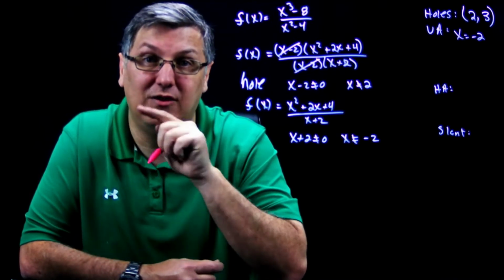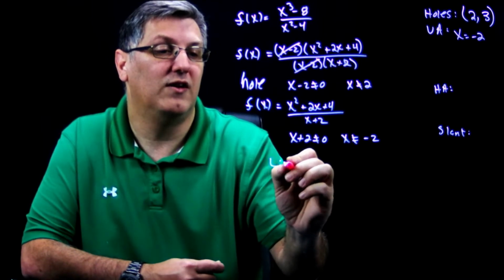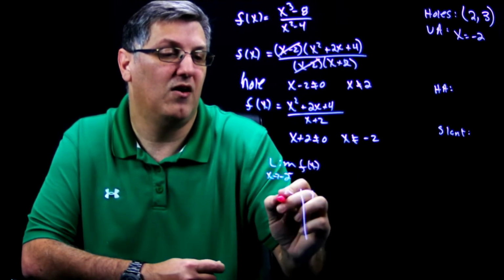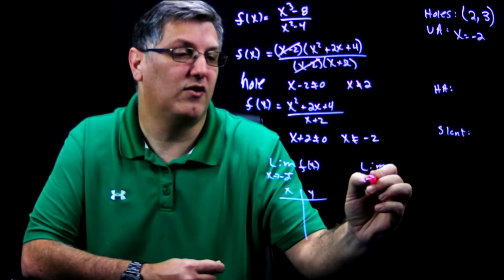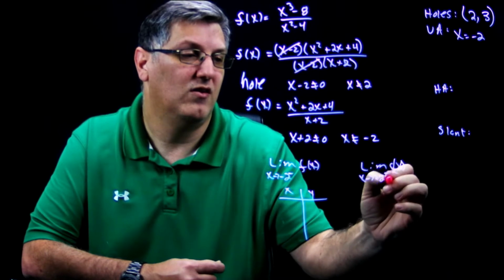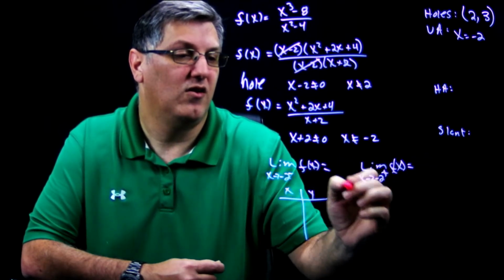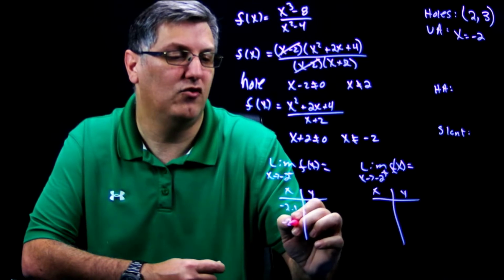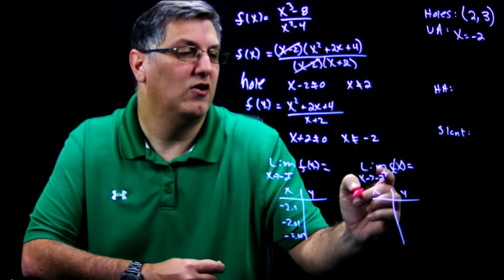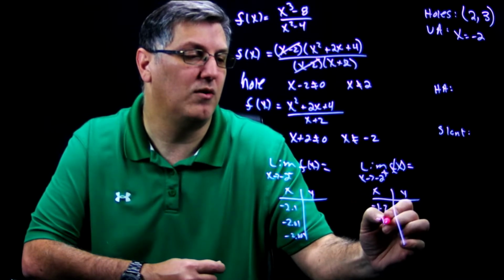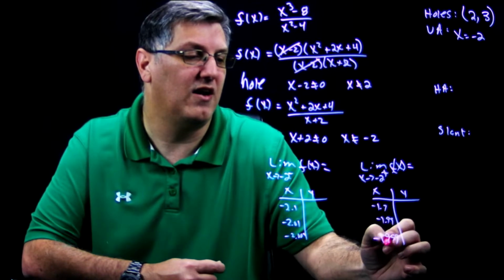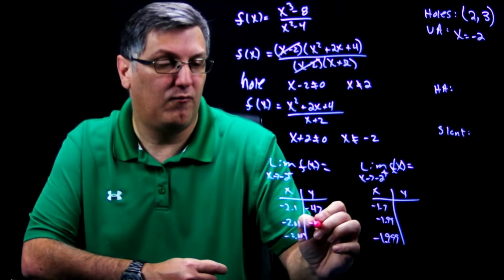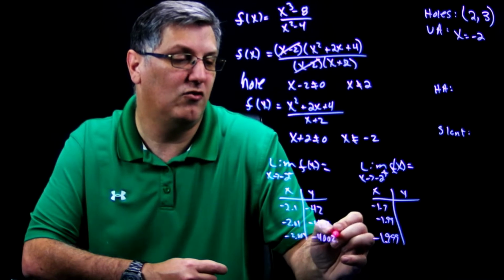Now let's do our table and see what's happening around negative 2. So we're going to do the limit as x approaches negative 2 from the left of my function f of x, and then the limit as x approaches negative 2 from the right of my function. And we're going to do a table. All right, so let's see. To the left of negative 2 is negative 2.1, negative 2.01, negative 2.001. To the right of this is going to be negative 1.9, negative 1.99, negative 1.999. And when I do this, I'm going to get negative 42, negative 402, negative 4,002. Those are all rounded numbers.